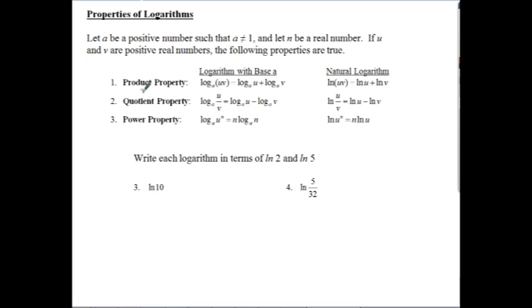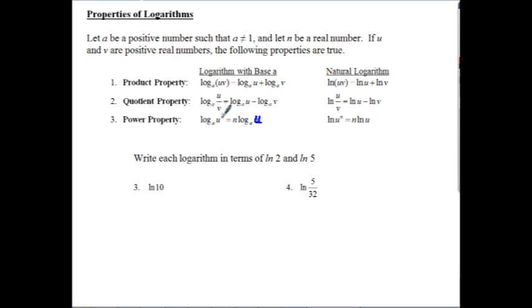Okay? The quotient rule, two things being divided. If multiply was add, divide is going to turn into subtraction. So it's the opposite there. And then the power rule is the exponent. Compare these two, this really should be a u right here. It's a misprint there. Hopefully it's fixed on your paper. If not, please do fix that.